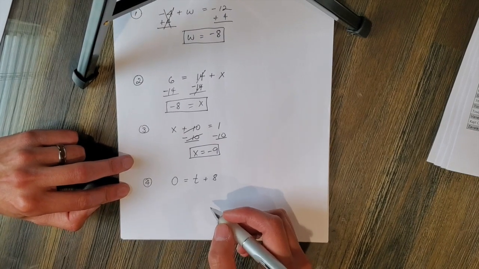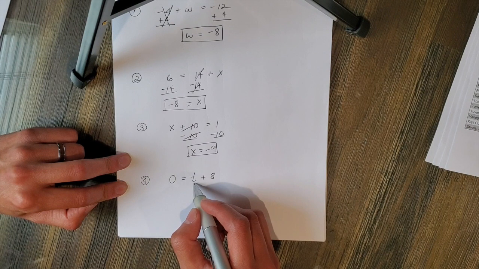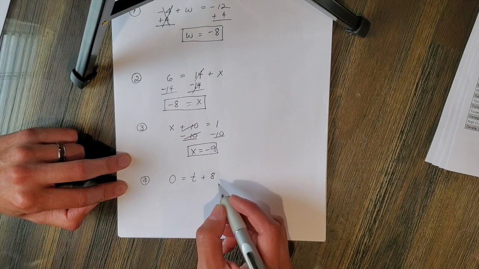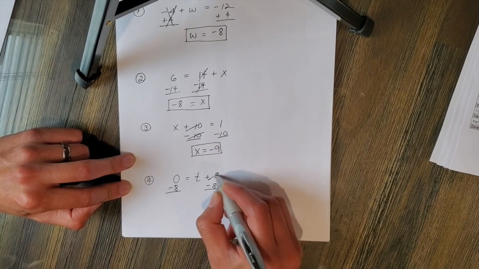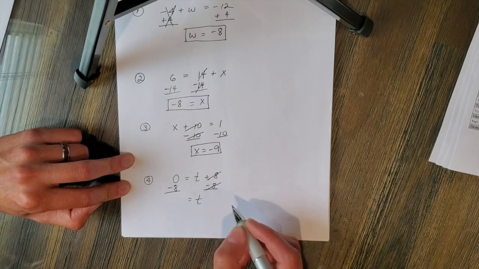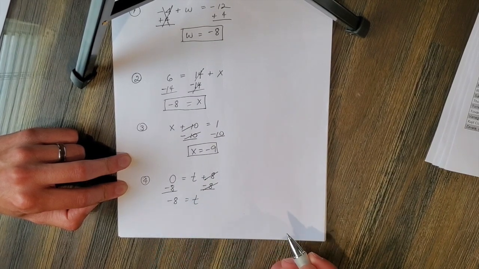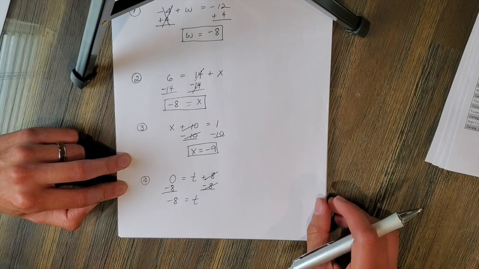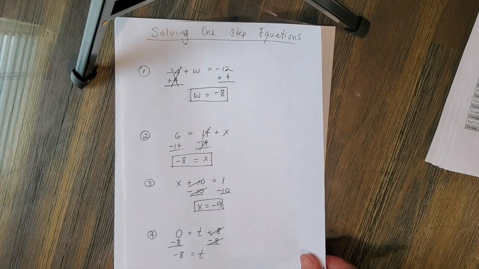Last one here. We have 0 equals t plus 8. Again, the variable is on this side, and then we are adding 8 to it. So let's undo that by subtracting 8. So the 8's cancel on the right side. We're left with t on the right side, and 0 minus 8 is just -8. Okay? A few more examples to go. Copy all these down.